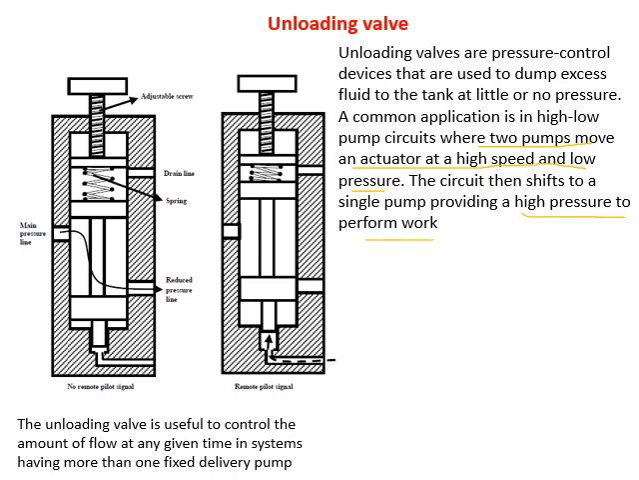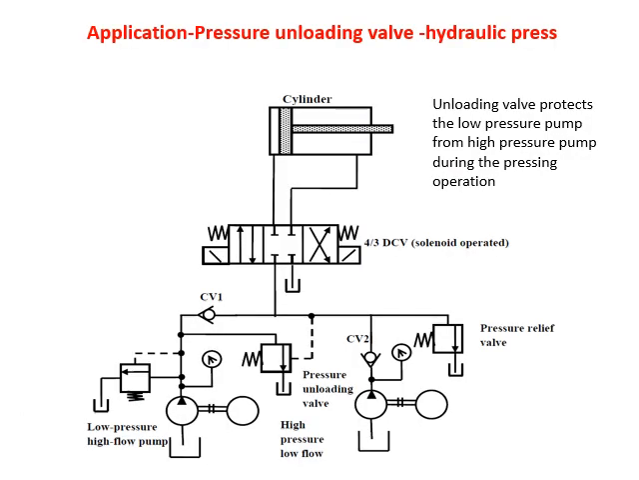Now the operation is somewhat similar to that of earlier, but let's study the difference in the application. So here you can find in this circuit the location of the pressure unloading valve. This unloading valve is used where there are two pumps in this circuit. One is a low pressure high flow pump and another is a high pressure low flow pump.